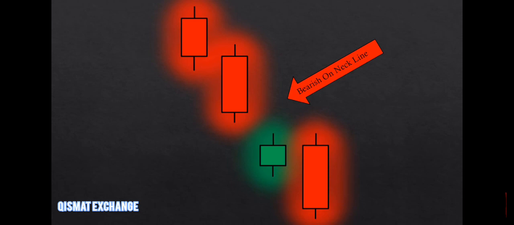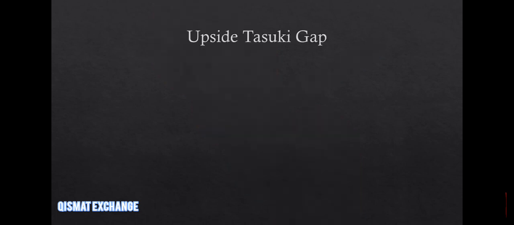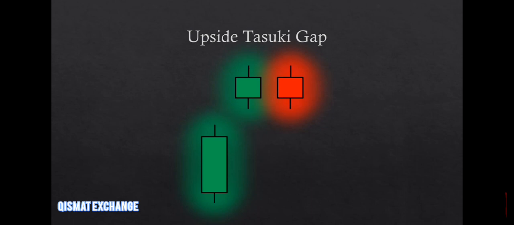This covers the complex continuation patterns formed by two candles. Next, we are going to study the complex continuation patterns formed by three candlesticks. The first complex continuation pattern formed by three candlesticks is called upside Tasuki gap, which is a bullish continuation pattern similar to the bullish on-neck line, but with a few extra details.